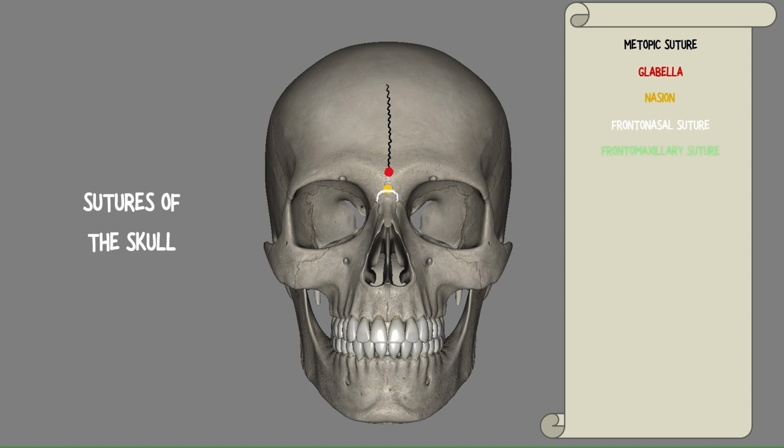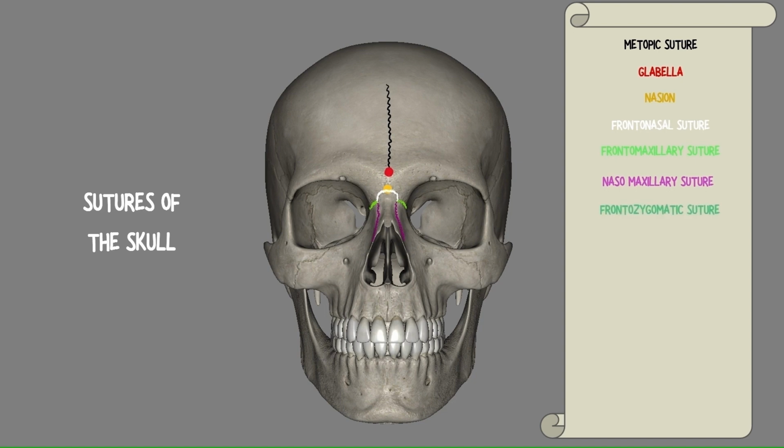The frontomaxillary suture is the suture where the nasal process of the frontal bone joins the frontal process of the maxilla. The nasomaxillary suture forms the fissure between the frontal process of the maxilla and the lateral border of the nasal bone. The nasomaxillary sutures are paired.